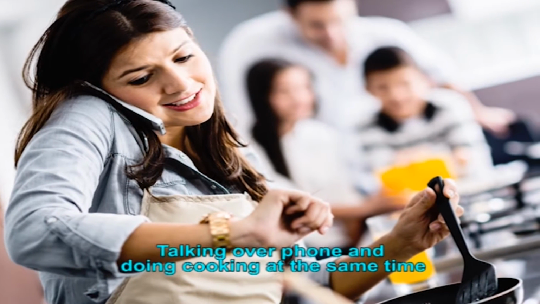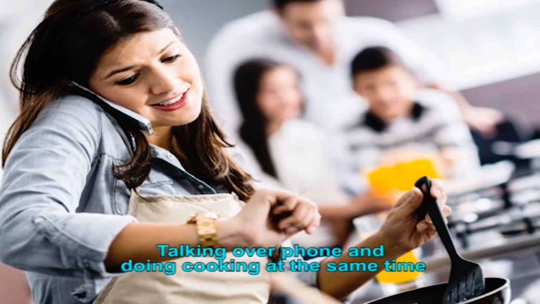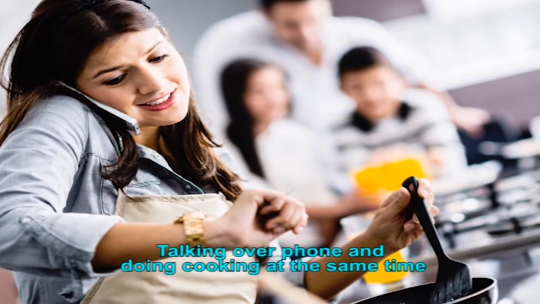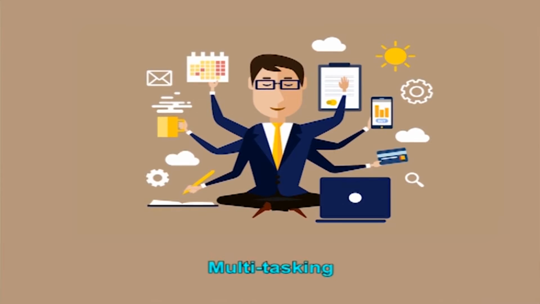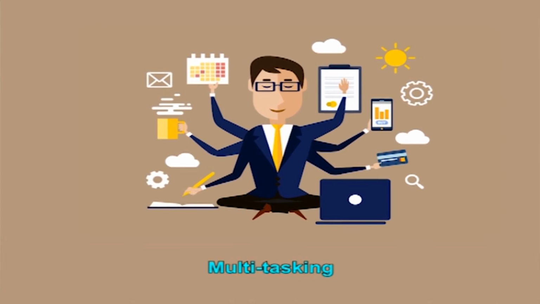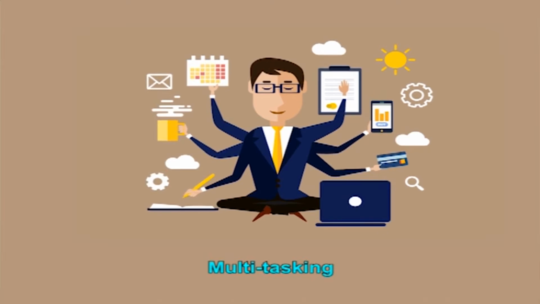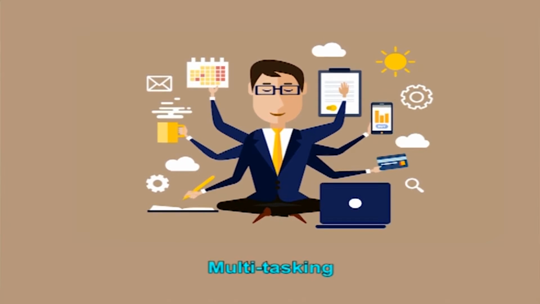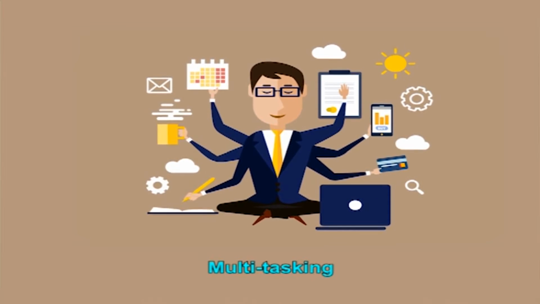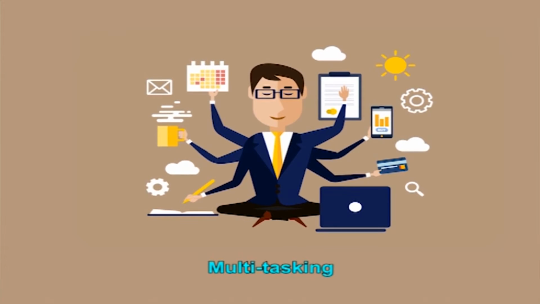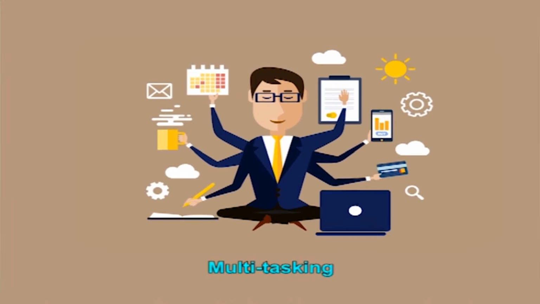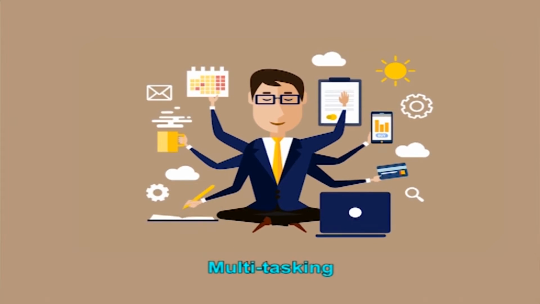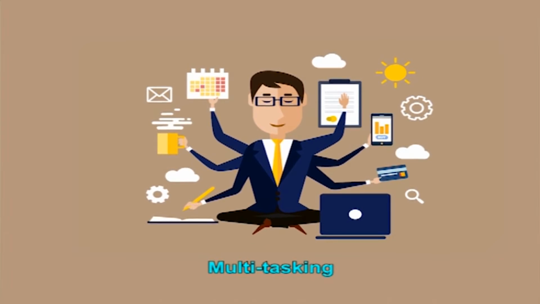This refers to paying attention to two things at a time. Talking over the phone and cooking at the same time is an example. It is the ability to process two or more stimuli or react to two or more different acts simultaneously. It can be referred to as multitasking. Basically, it refers to dividing our attention between two or more tasks.